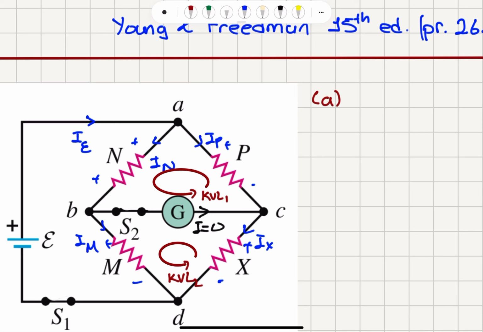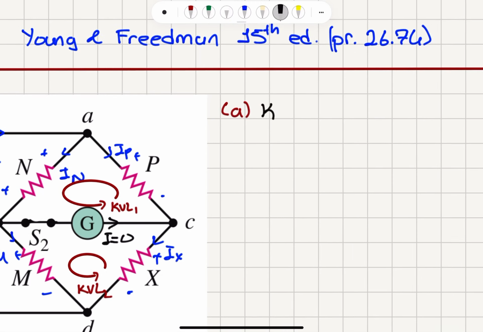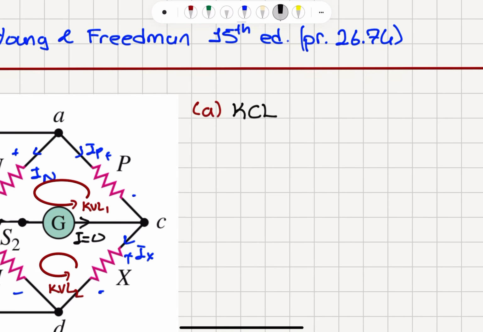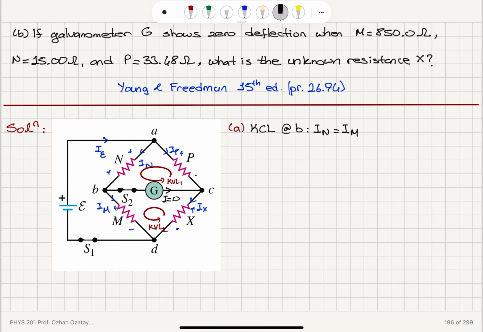So if I write the Kirchhoff current law at junction B, then IN is entering this junction, IM is leaving this junction, provided that there is no current in this branch, because the bridge is balanced. Then the Kirchhoff current law at junction B tells me that IN must be equal to IM. It's the same current that goes through resistors capital N and capital M.